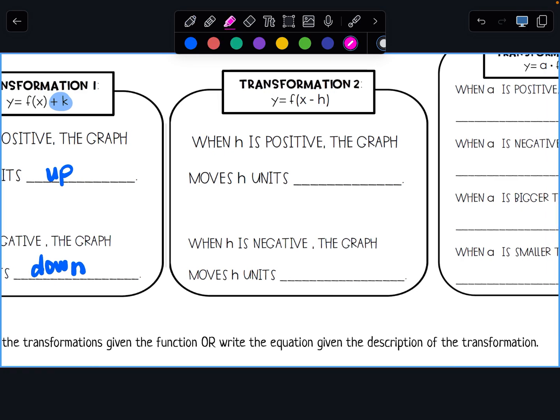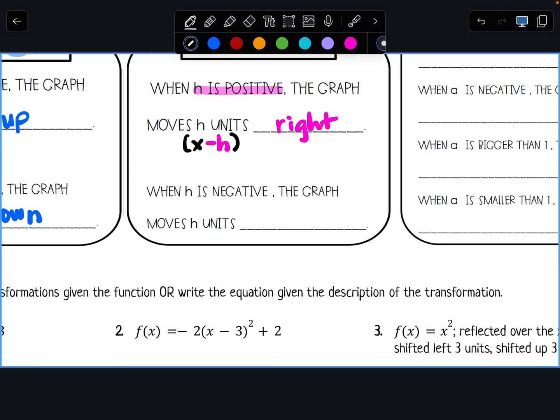Then when we have h, when h is positive, the graph moves right. Now remember, when h is positive, because we use the opposite sign, in the equation you're going to see x minus h. And when h is negative, the graph moves to the left. But remember, think of it in the opposite way, because in the equation, you're going to see x plus h.